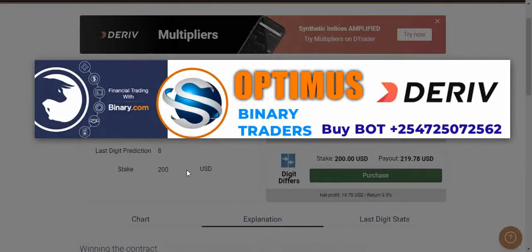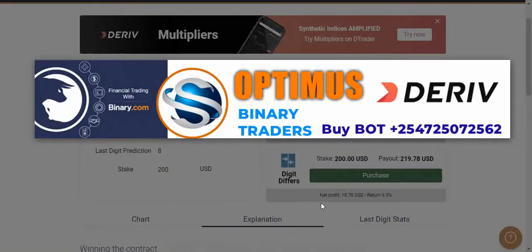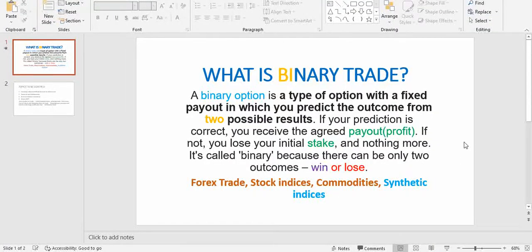Today I just want to give some little introduction about binary trade so that we may understand what binary trade is. I'll make it as simple as possible so that it doesn't look complicated. There's no need of complicating things, because what we all need is just to understand how binary works. So right away, maybe we can begin. What is binary trade?